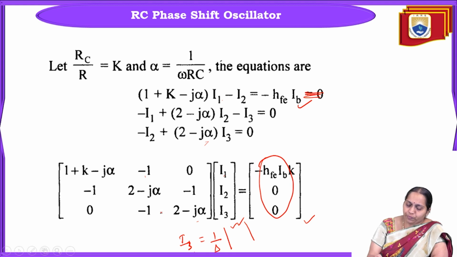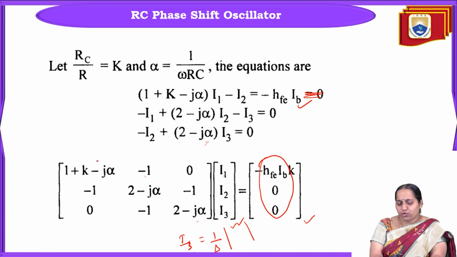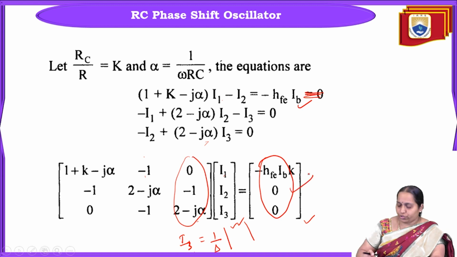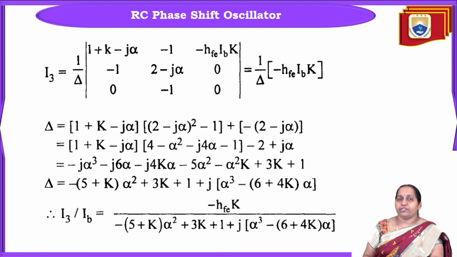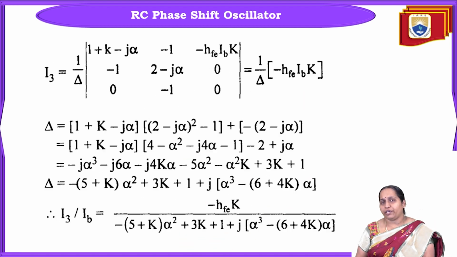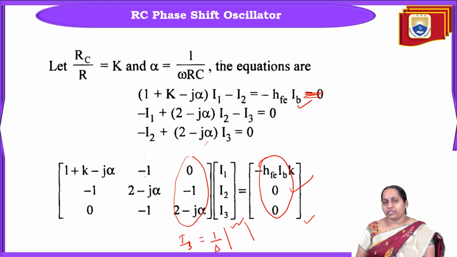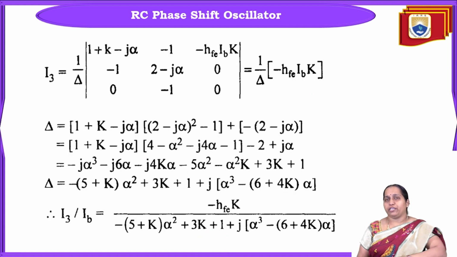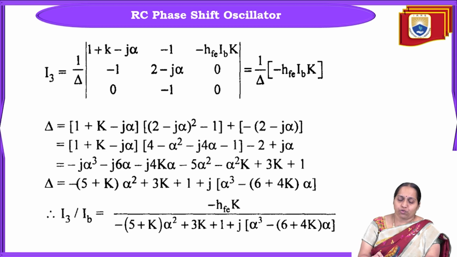1 by delta into the determinant of the matrix formed by writing the first two columns the same, and then the third column I'll replace by this solution. So if you see here, I3 equals 1 by delta into the first two columns, which are the same: 1 plus k, minus j alpha, minus 1, 0; minus 1, 2 minus j alpha, minus 1. The third column, 0, minus 1, 2 minus j alpha, is replaced by minus HFE IB k, 0, 0. So I3 equals 1 by delta into the determinant of this, where delta is the determinant of the original matrix.